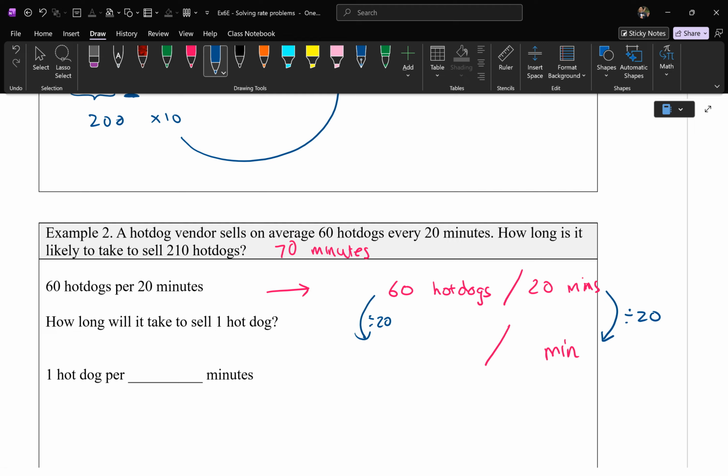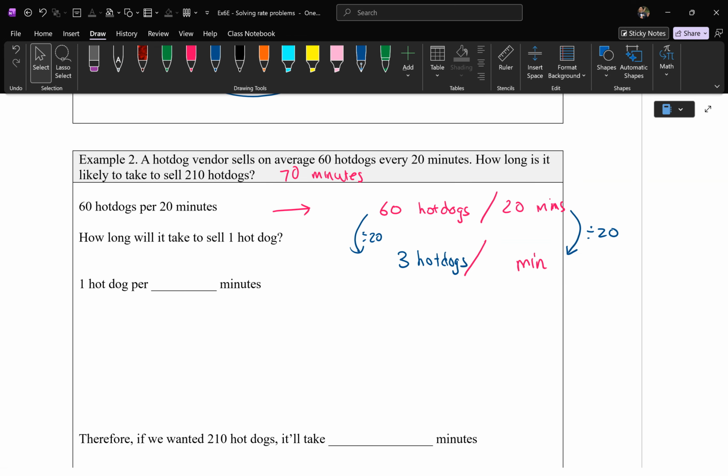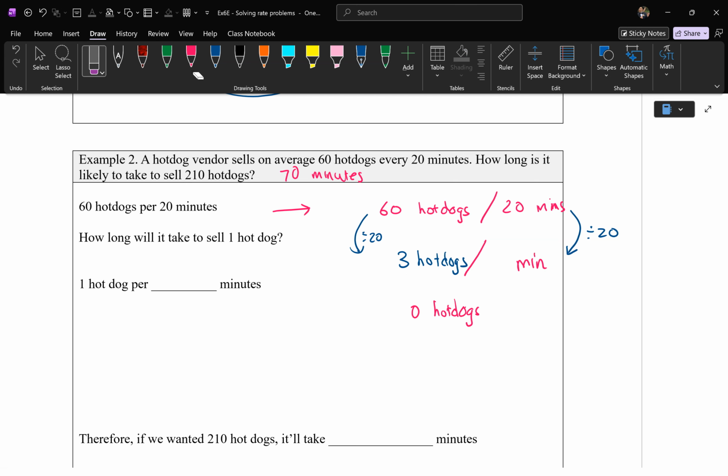60 hot dogs divided by 20 gives me how many hot dogs? 3. So we know that their simplest rate is 3 hot dogs for every minute. So the question though, why don't I do it for 3 hot dogs per minute? Is because the question was asking 210 hot dogs. How long does it take? You can go from this step to then go to 210 because it fits nicely.